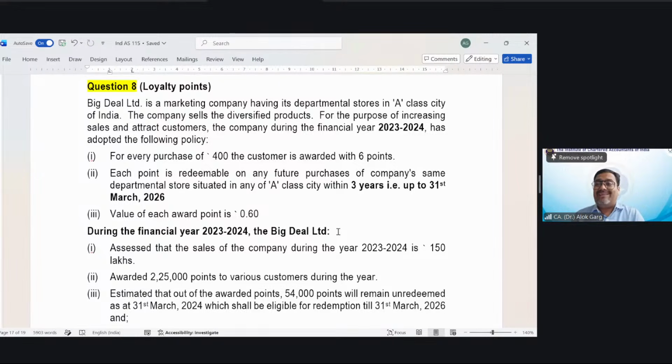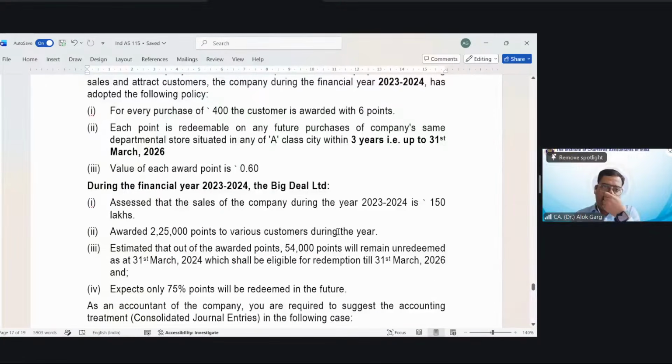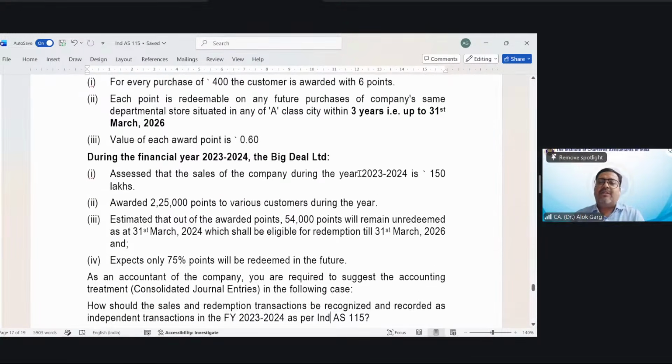Now, in the first year, the company assessed that the sales of the company during the year 23-24 is 150 lakhs, that is, 1.5 crore rupees.